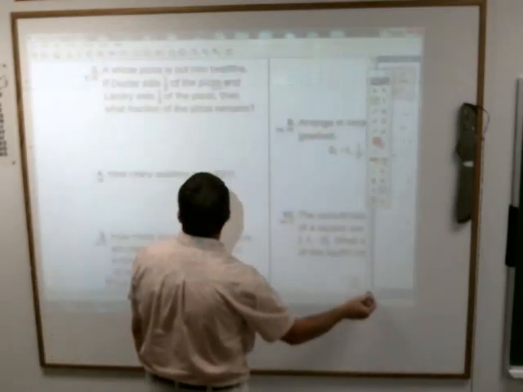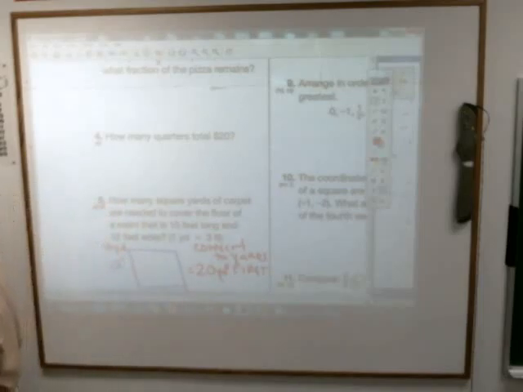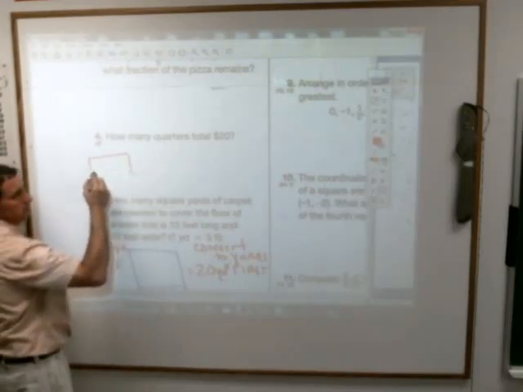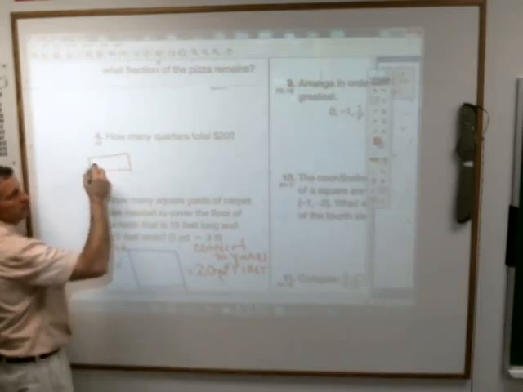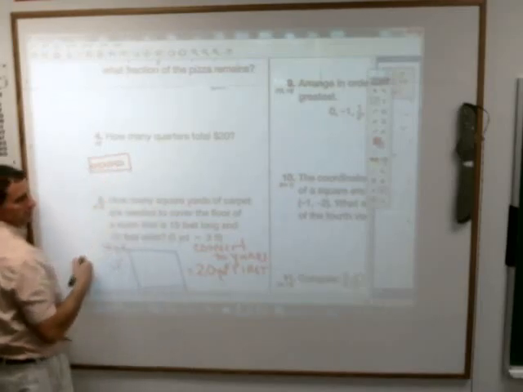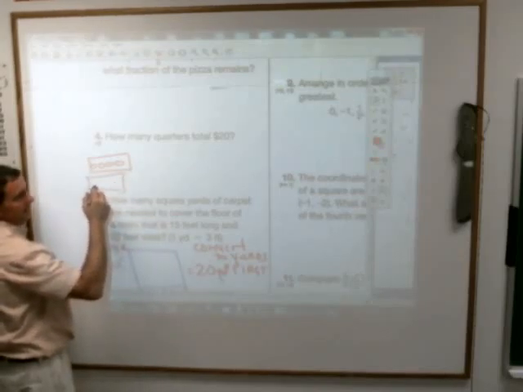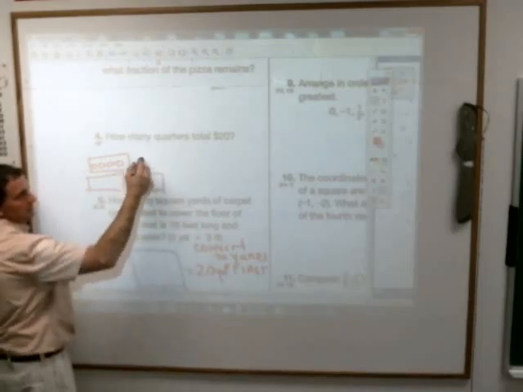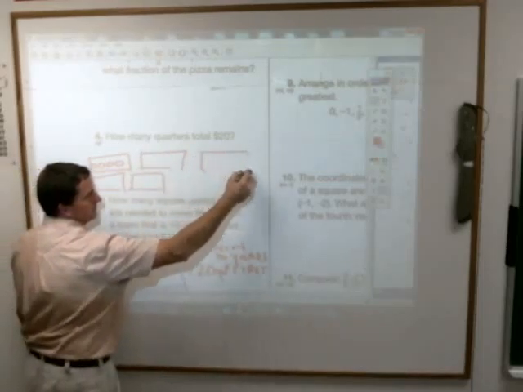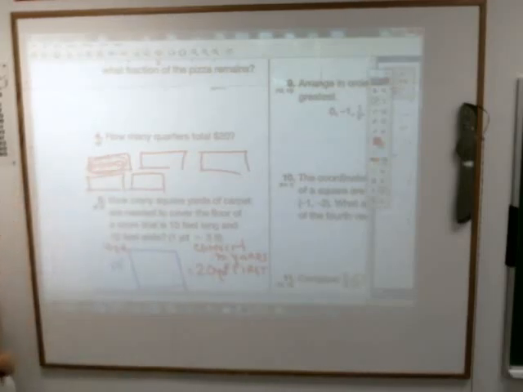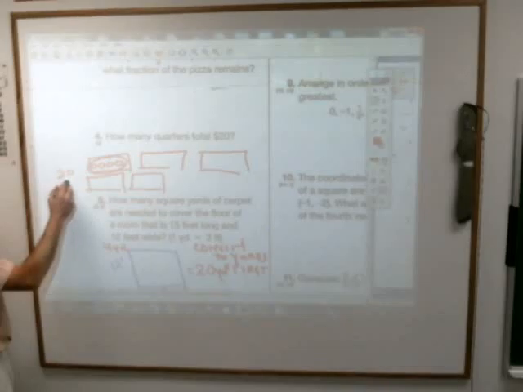How many quarters equal $20? Here is what I would do just to get the gist. I would draw myself $1, and I know every dollar is 4 quarters. If I have 20 of those dollars, that means I have 20 sets of 4, which is 20 times 4.